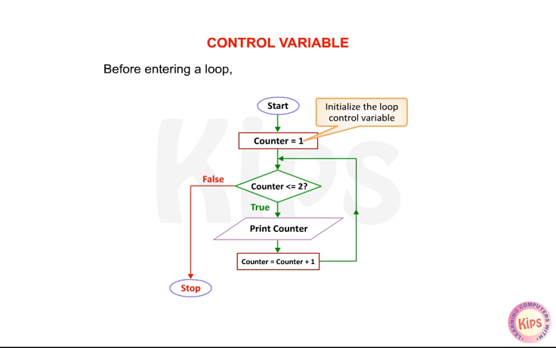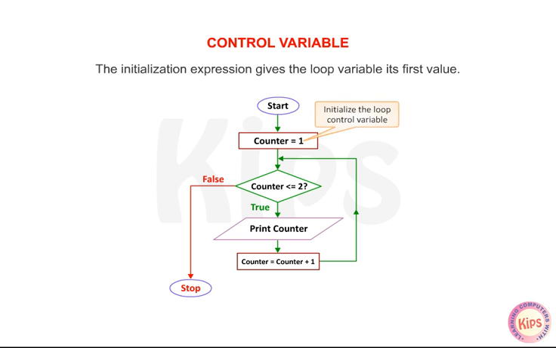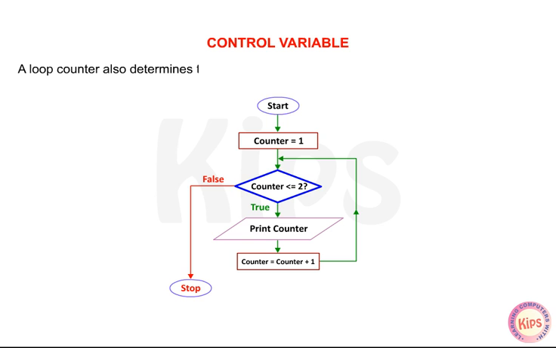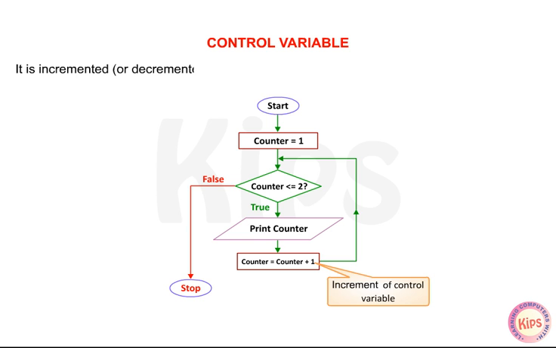Before entering a loop, the control variable must be initialized. The initialization expression gives the loop variable its first value. A loop counter also determines the number of times the body of a program loop will execute. It is incremented, or decremented when counting down, each time the loop body is executed.